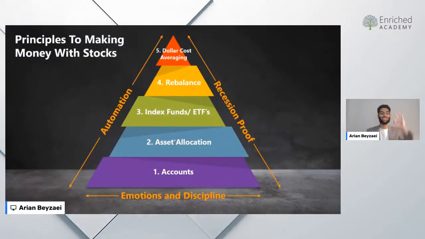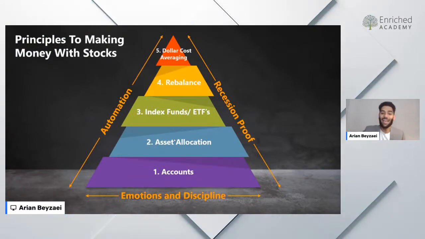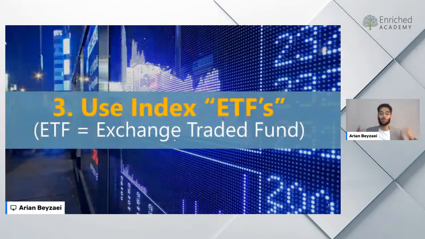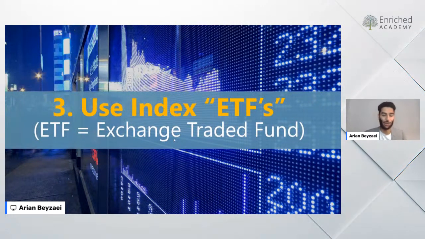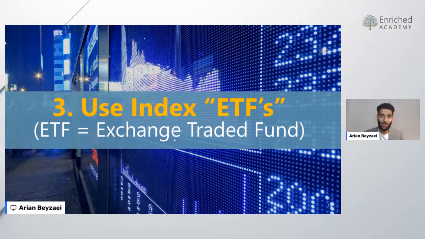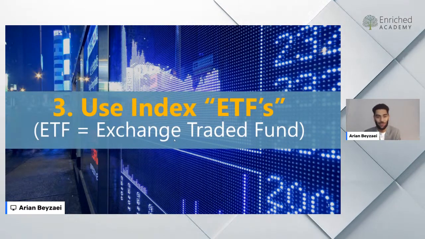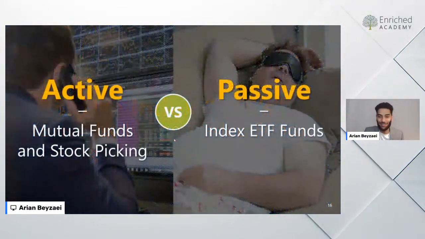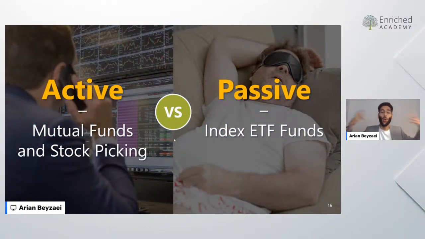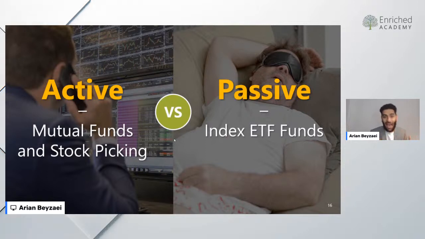Okay, let's talk about step number 3, index funds and ETFs. So when I'm saying invest in real estate or invest in US stocks or Canadian stocks, what does that mean? It means owning these stocks through something called an ETF, which is called an exchange traded fund. Right? Now, how the heck do these things work? I'm going to give you an overview of the different types of investing. There's really two. There's active investing and there's passive investing.